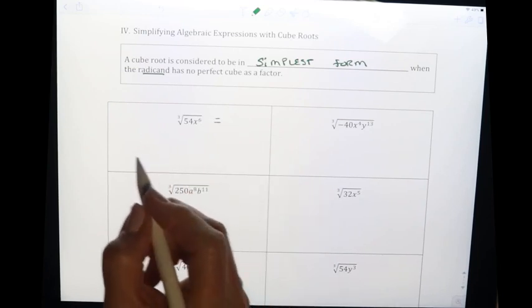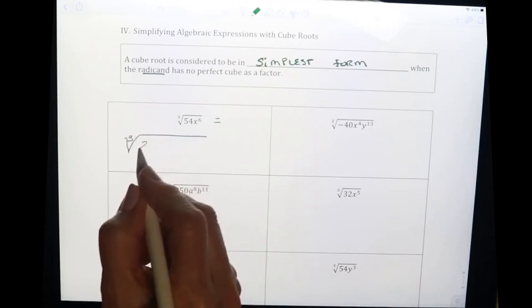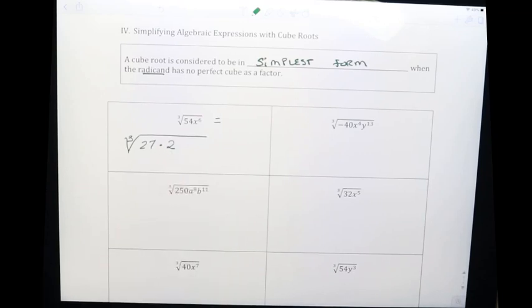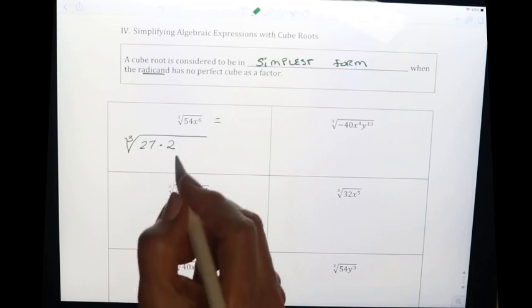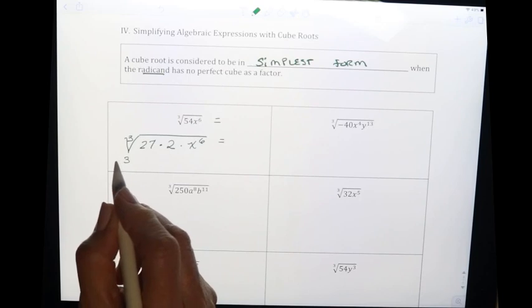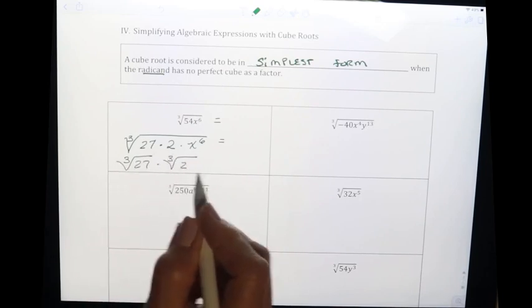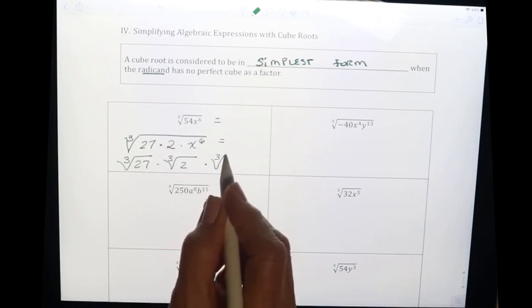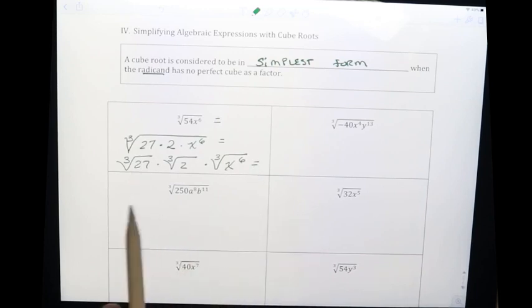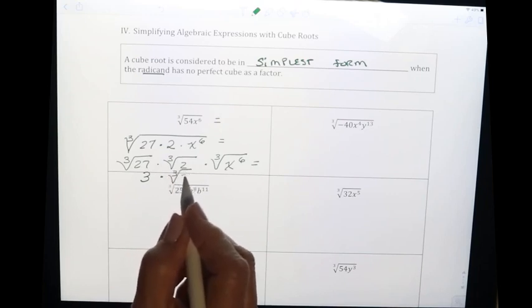All right, so as I'm looking at the cube root of 54, I'm thinking of 27 times 2. Yep, that works. That gives me 54. And then I'm going to just write down this x to the 6th. So splitting it up, notice now I'm working with a cube root, so I have to keep writing that little index number 3. And then we'll put all the pieces together. The cube root of 27 is 3. I cannot simplify the cube root of 2.